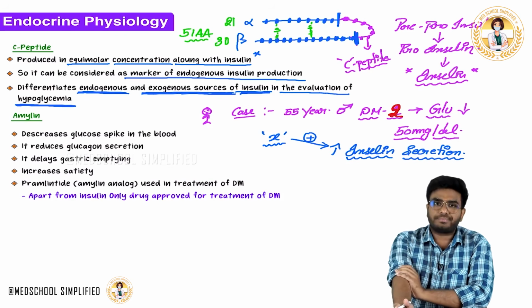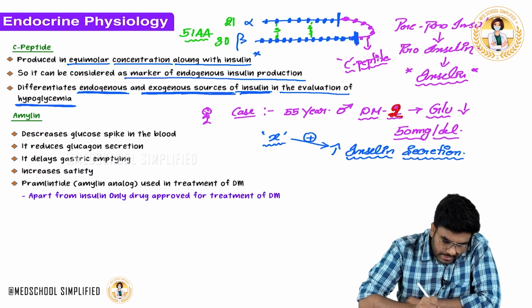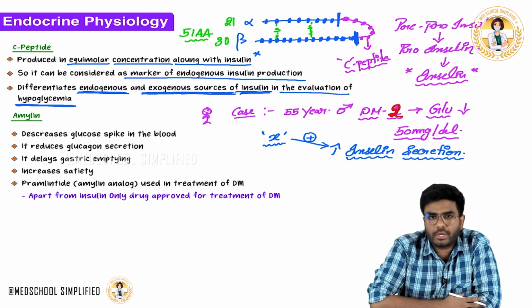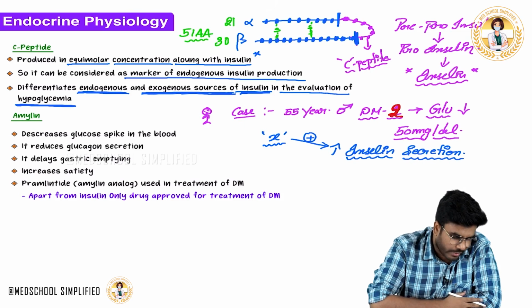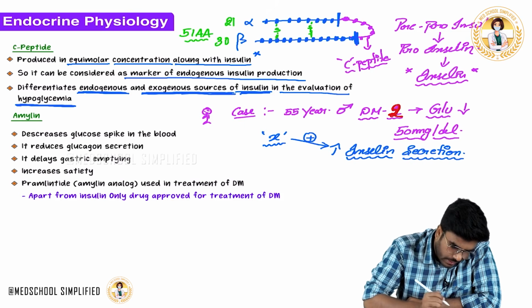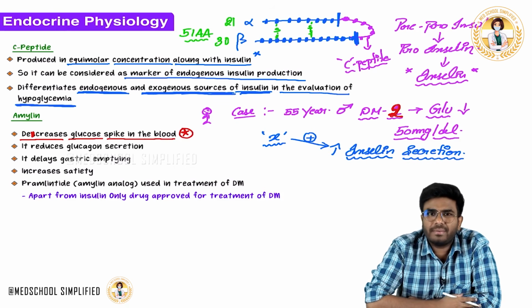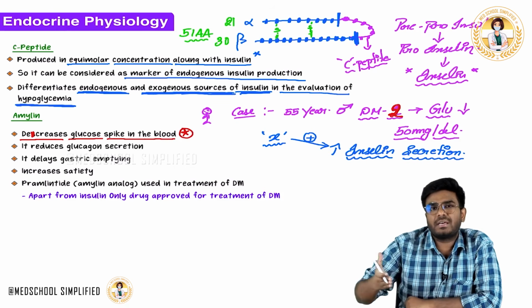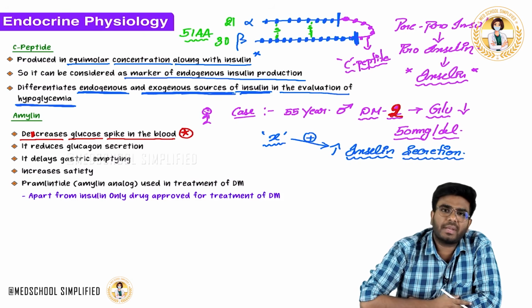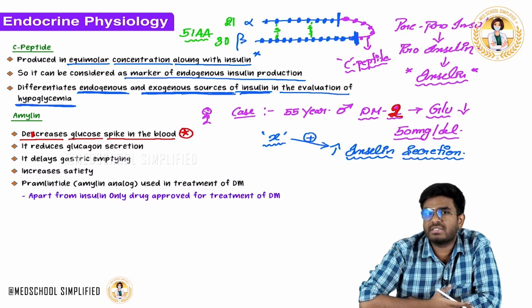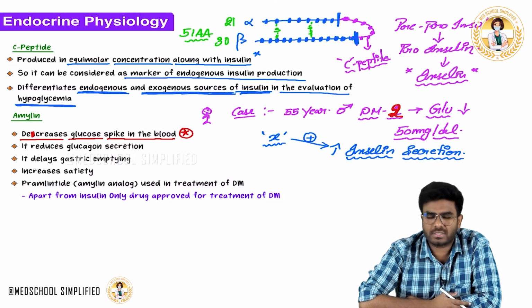Okay, we are done. Now after this, let's talk about amylin. The same beta cells of the pancreas are producing this amylin molecule. Now what is this amylin going to do? This amylin decreases the glucose spike in the blood, more like insulin, right? Amylin, C-peptide, insulin, all these are like friends. They act in a similar way. Why? Because they are from one single family, the beta cell. They are just like brothers.